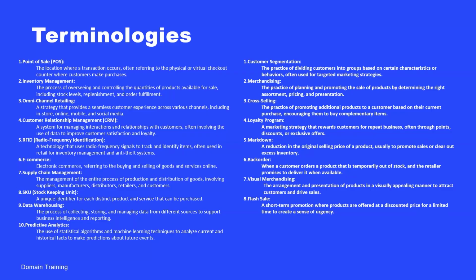Okay. So next is merchandising. Merchandising is the planning and promoting the sale of products by determining the right assortment, pricing, and presentation. Assortment is like if you have maybe a chocolate, the different flavors of the same chocolate. Those are called assortment. The same product in multiple flavors or multiple colors is called an assortment.